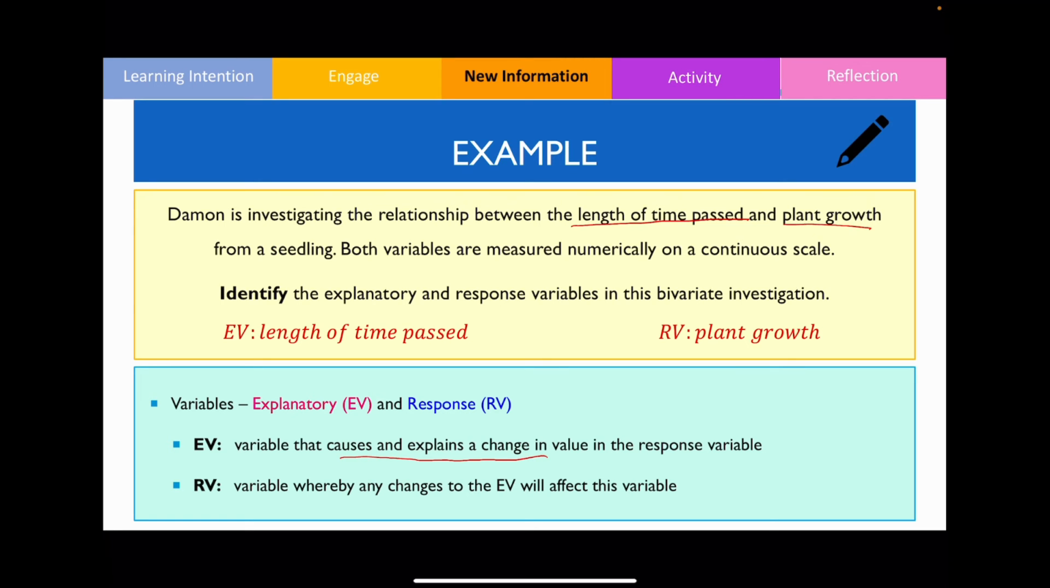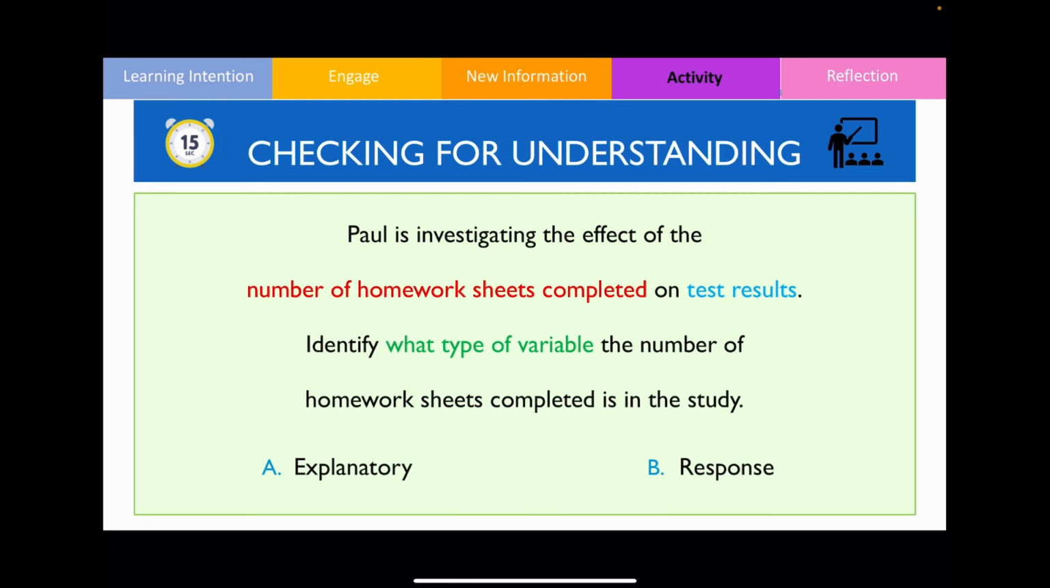I would now like you to have a go at identifying what are the explanatory variables and the response variables. Have a go with this question and we'll go through the answers together. In this particular question, you've got two variables, the number of homework completed as well as test results. It makes sense that this particular variable over here is going to affect and change the results for your test scores. So the number of homework sheets is going to be your explanatory variable, which is the answer for this question.